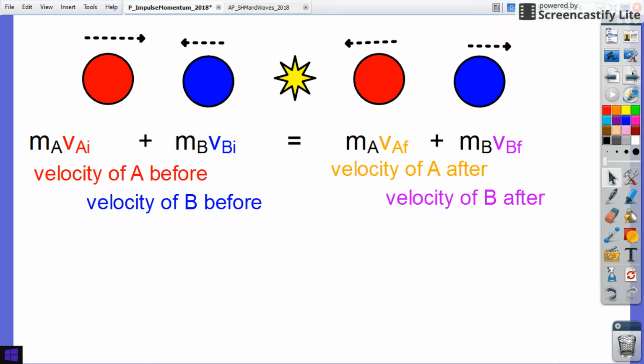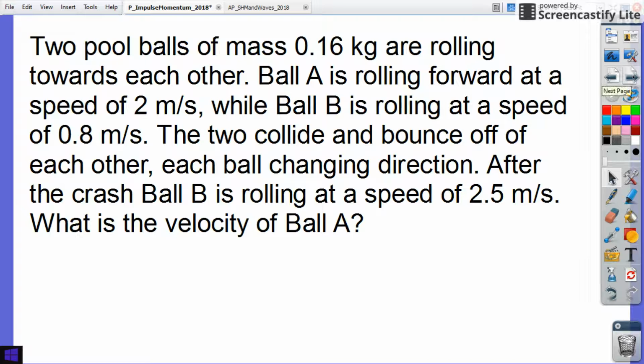All right, example problem time. Two pool balls of mass 0.16 kilograms are rolling towards each other. Ball A is rolling forward at a speed of 2 meters per second, while ball B is rolling at a speed of 0.8 meters per second. The two collide and bounce off of each other, each ball changing direction. After the crash, ball B is rolling at a speed of 2.5 meters per second. What is the velocity of ball A?